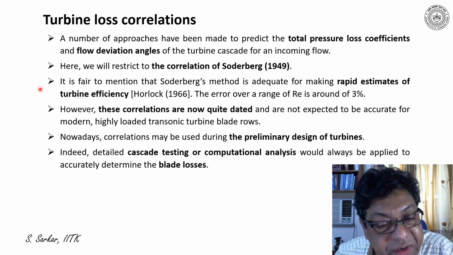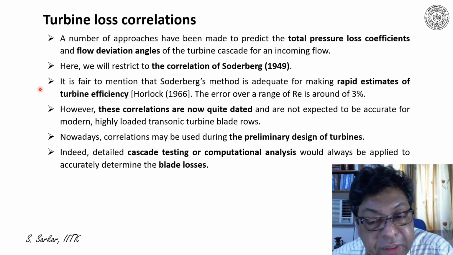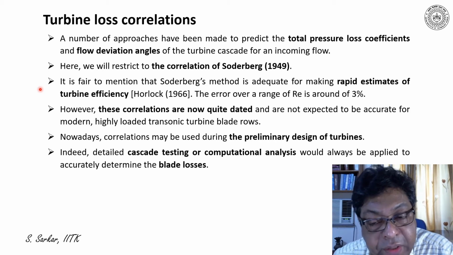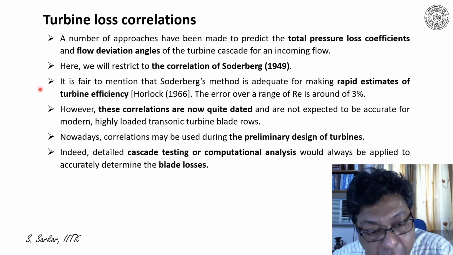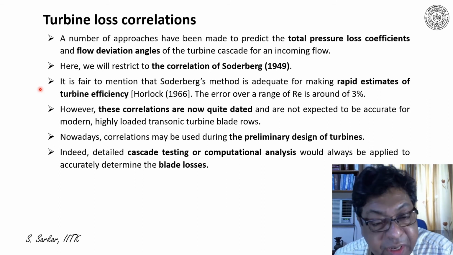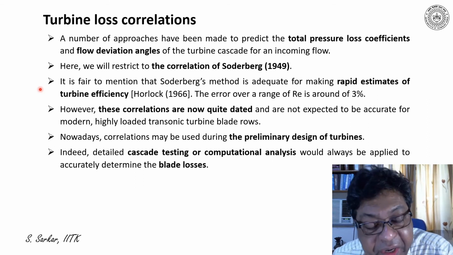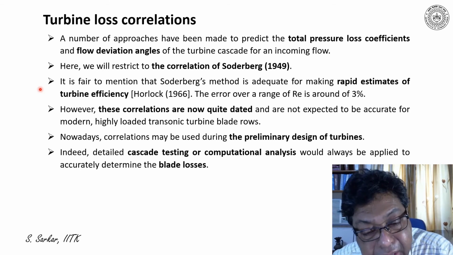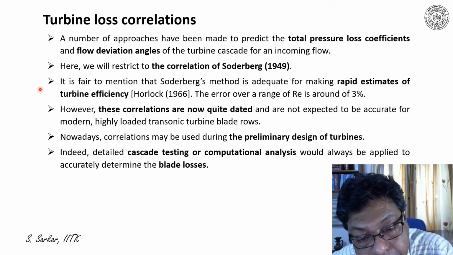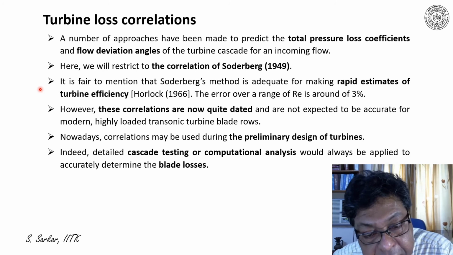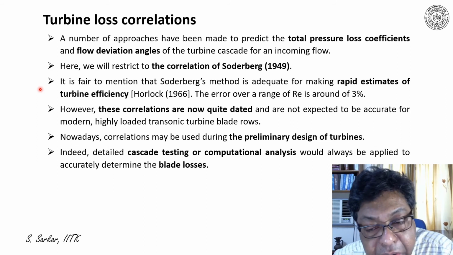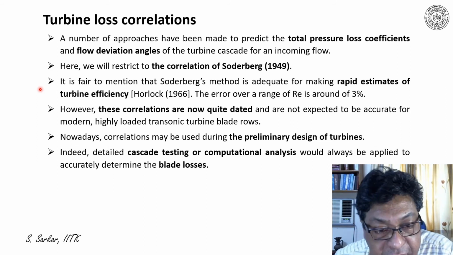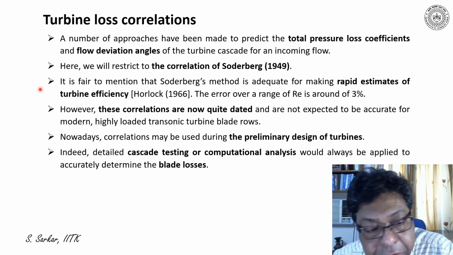It is fair to mention that the method is quite adequate for making rapid estimations of turbine efficiency, as per the study of Horlock in 1966. However, there is an error associated with the method, and the error over a range of Reynolds number is around 3%.